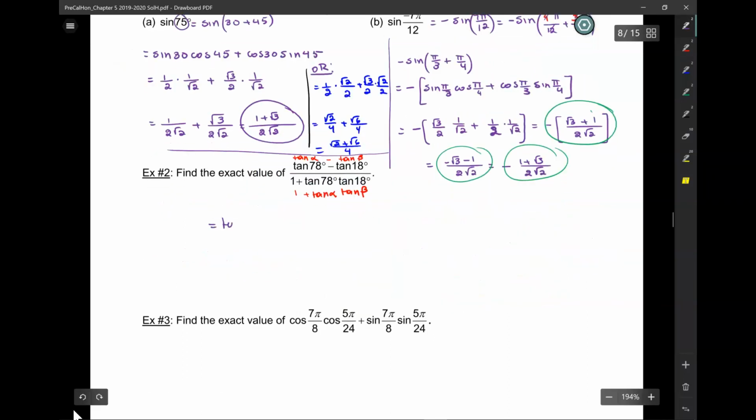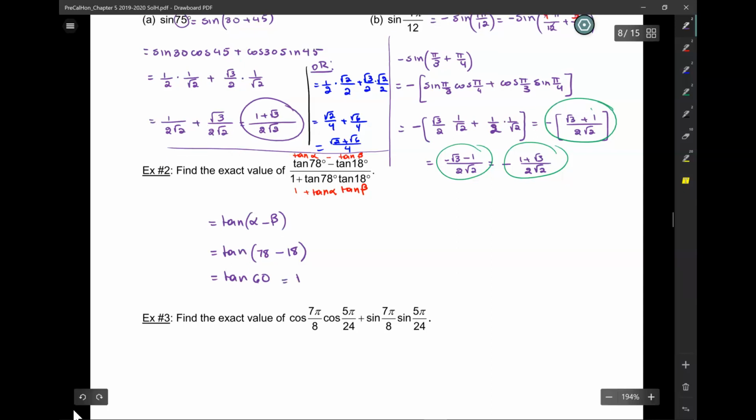So this is equal to tangent of alpha minus beta, which means it's tangent of, what's the first angle? 78. Minus, what's the second angle? 18. That's tangent of 60. Oh my God, we totally know what tangent of 60 is, huh? How much is tangent of 60? It's either root 3 or 1 over root 3. Root 3. And that's all. So this is one where we're being asked to work backwards.